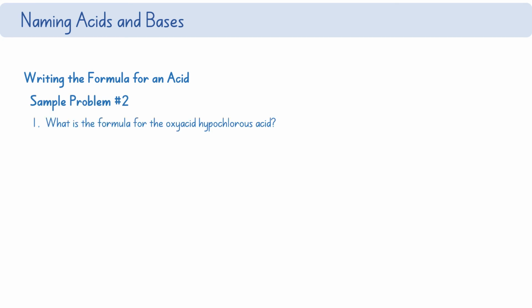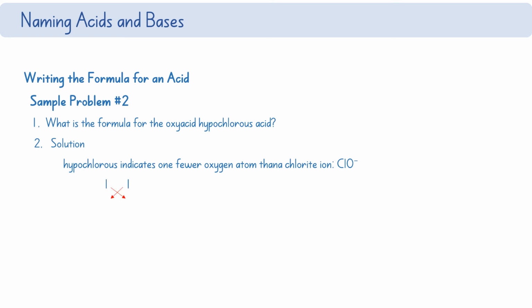Sample problem number 2. What is the formula for the oxyacid hypochlorous acid? Solution: hypochlorous indicates one fewer oxygen atom than a chlorate atom, ClO-. Crisscross. The correct formula, HClO aqueous.